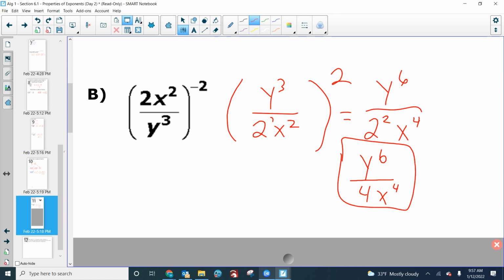Guys, for the love of humanity, don't write your exponent as big as the variables.